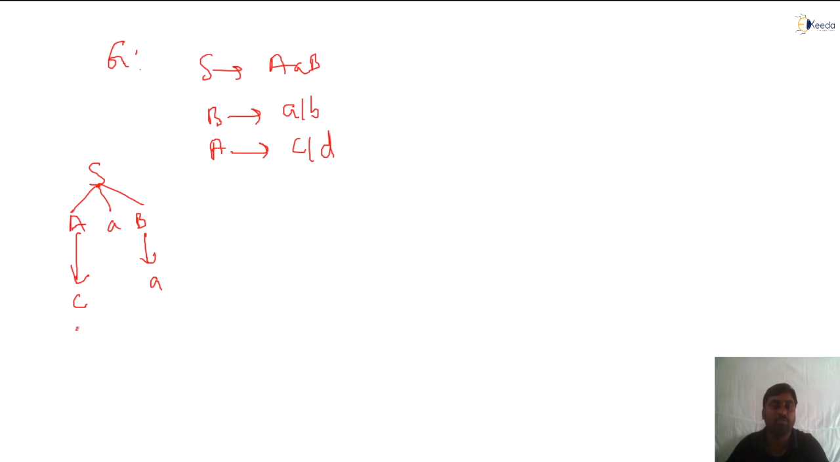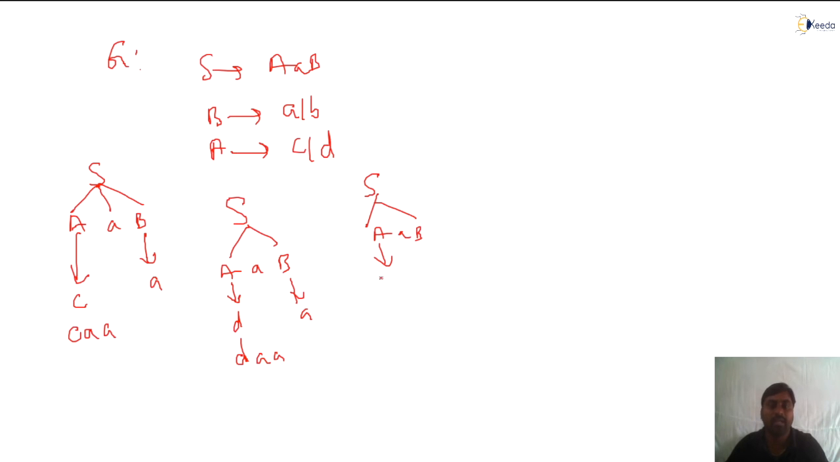So now what string will form from this? I will get a c a. Another tree: S deriving aAB, and if I take A as d, B as a, what string will I get here? a d a. Another tree: A deriving, I can take c. Initially I have taken d, right? I can take c or d, so I will take c. And B deriving, if I take b, so now I get a c b. Yes or no?